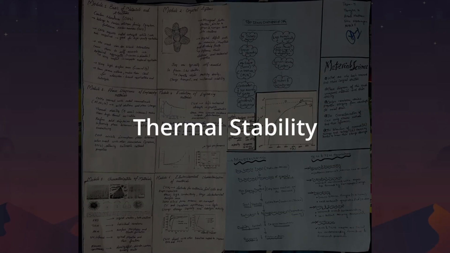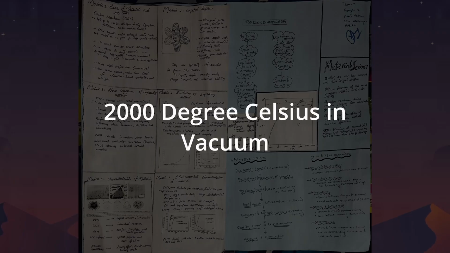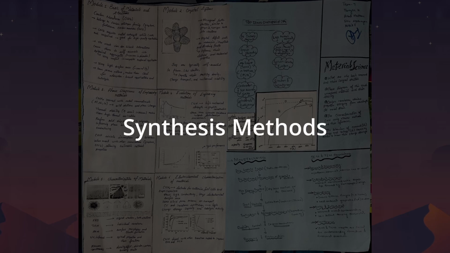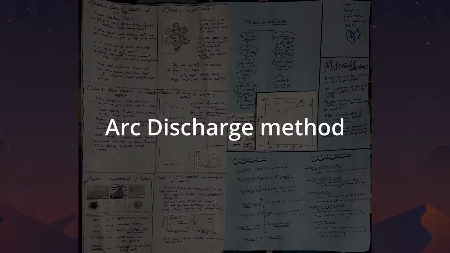Thermal stability. Carbon nanohorns are quite thermally stable, maintaining their structure up to around 2000 degrees Celsius in vacuum, making them suitable for high temperature applications. Synthesis methods. There are two common bottom-up synthesis methods for carbon nanohorns. First one, the arc discharge method.